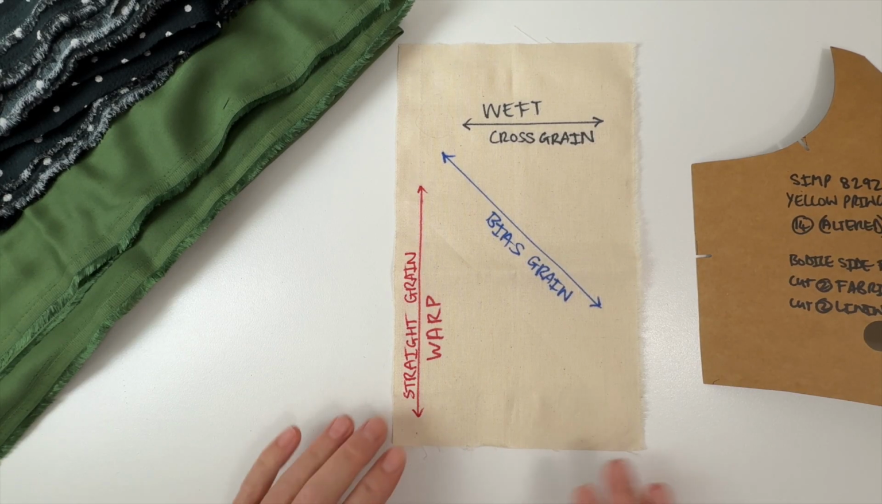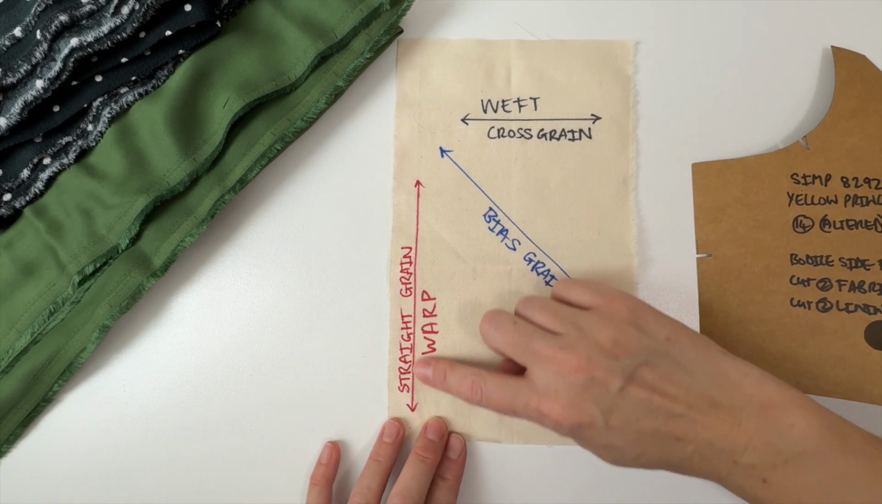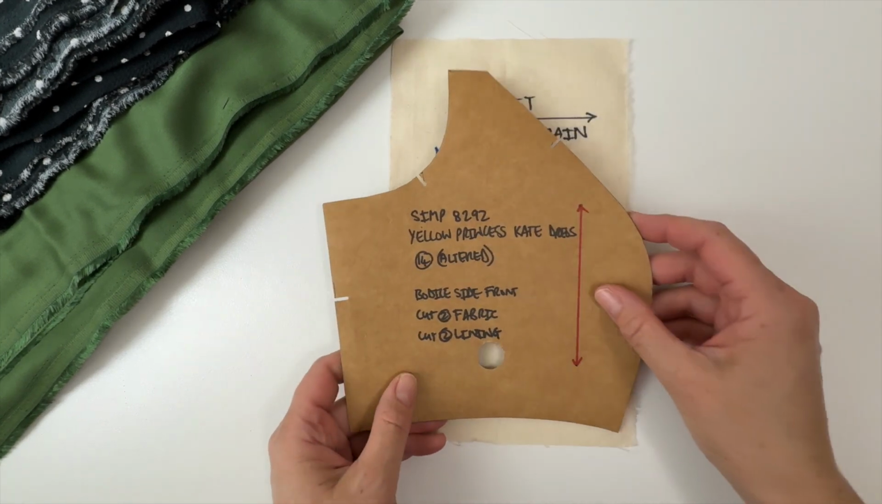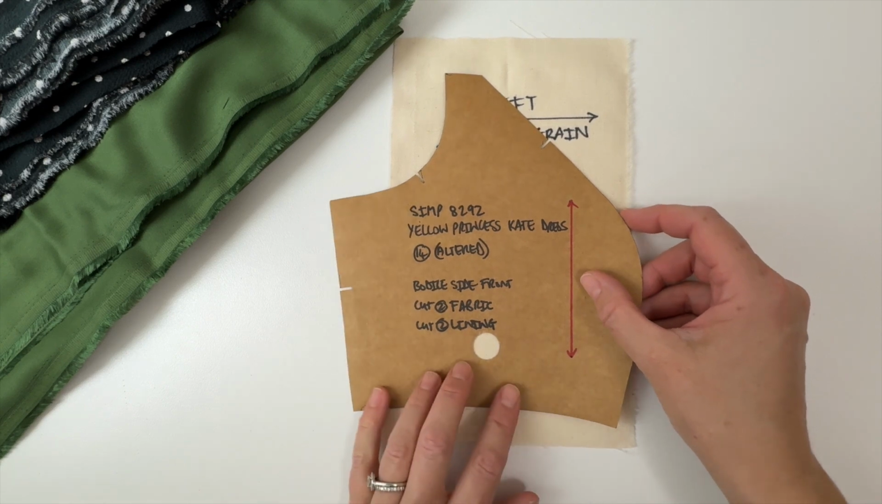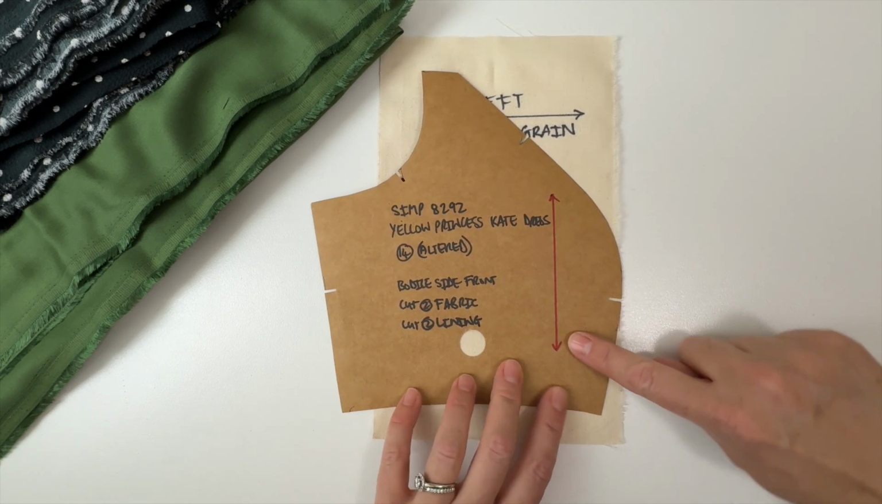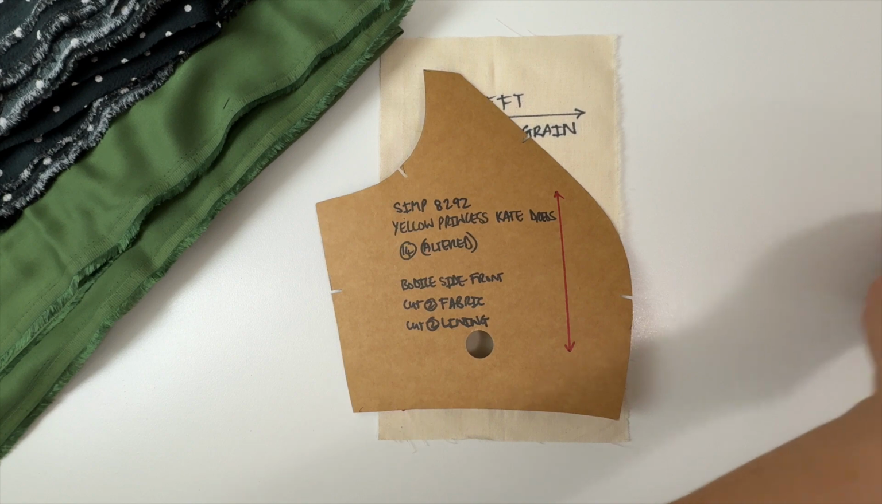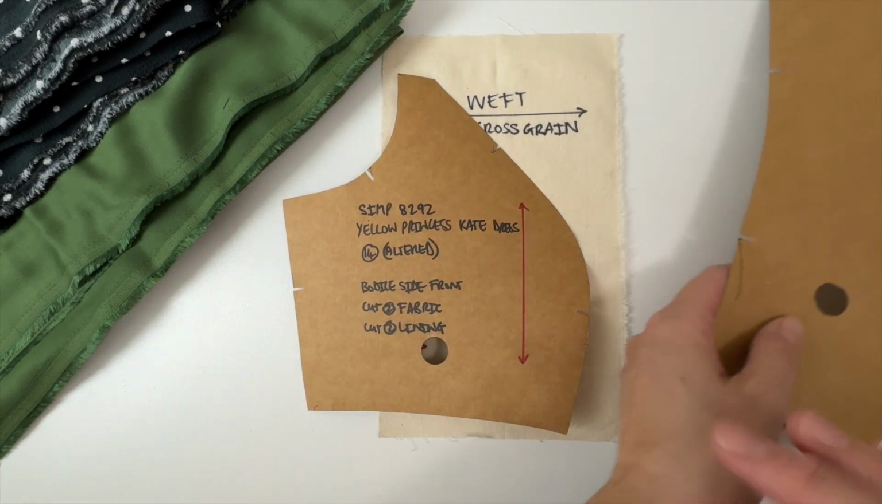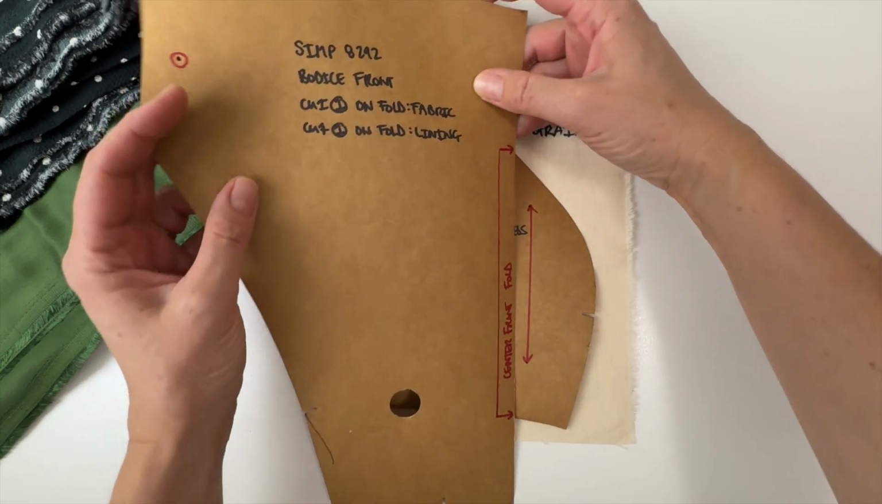Hi, my name's Lorenza, and in this video I'm going to show you how to find the straight grain of your fabric. Now, the straight grain is one of the most important things you need to be able to find on your fabric when you're cutting out patterns, because all your pattern pieces will have straight grain lines on them, telling you the direction that you need to place the pattern before you cut it. If you don't adhere to these lines, then your garment's not going to fit you properly.